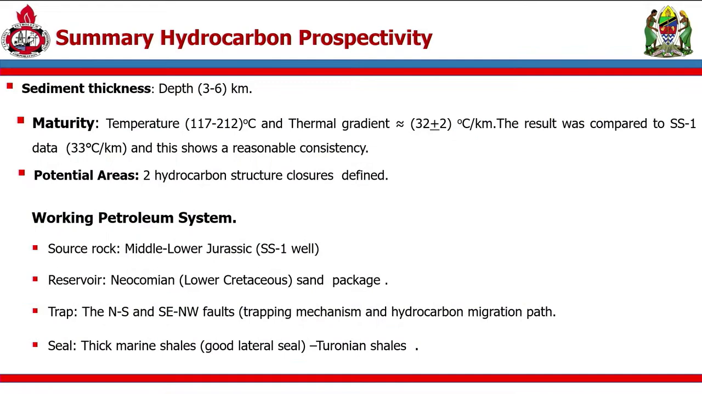In summary, sediment thickness ranges from 3 to 6 kilometers, which is enough for hydrocarbon generation. Maturity is from 117 up to 200 Celsius, and the thermal gradient is about 30 plus or minus 2 Celsius per kilometer. The results were compared to the values we have in SS1 and show consistent results. As per literature, the oil window ranges from 60 to 120, and the gas window from 130 to 200, so this range lies within the gas window.